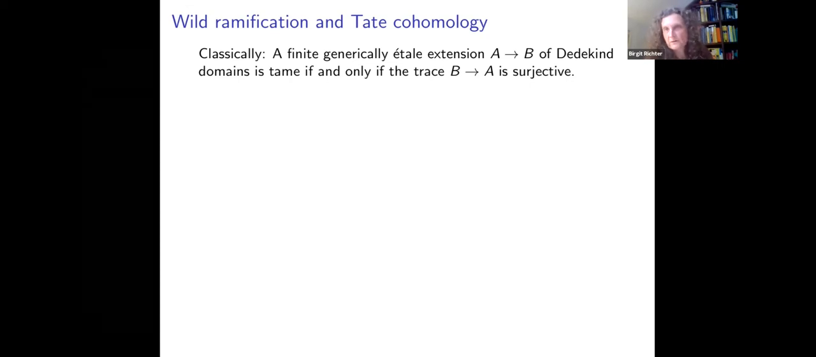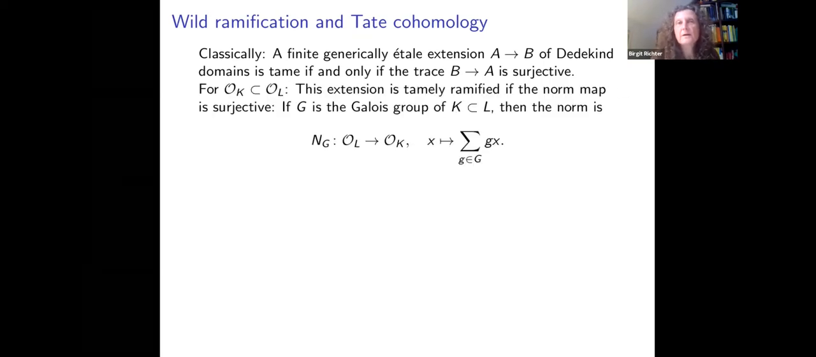So if you have an extension of number rings, or more generally a nice extension of Dedekind domains, then the ramification is tame if and only if the trace map is surjective. So the trace just takes an element and it just applies all elements in your Galois group, and you take the sum of them. This is invariant, so it ends up in the base ring A. And if this map is surjective, then the ramification is tame. Well, surjectivity is also a bad notion for homotopy, but this leads to something that we actually can transfer.